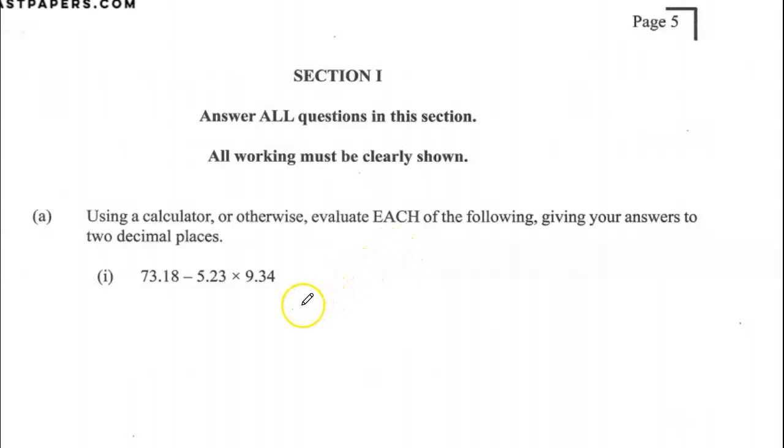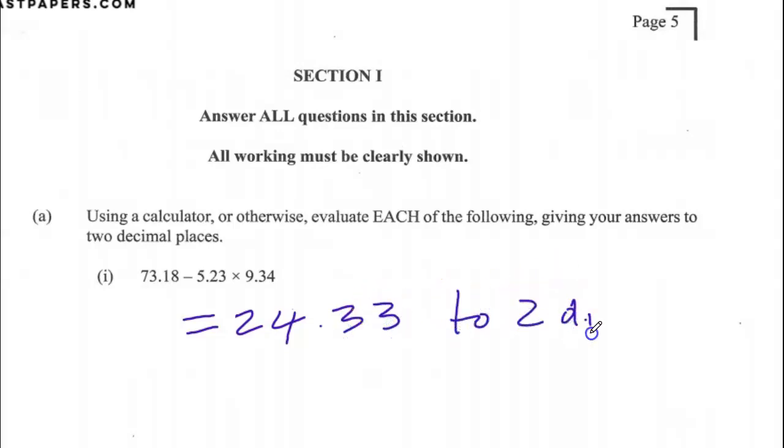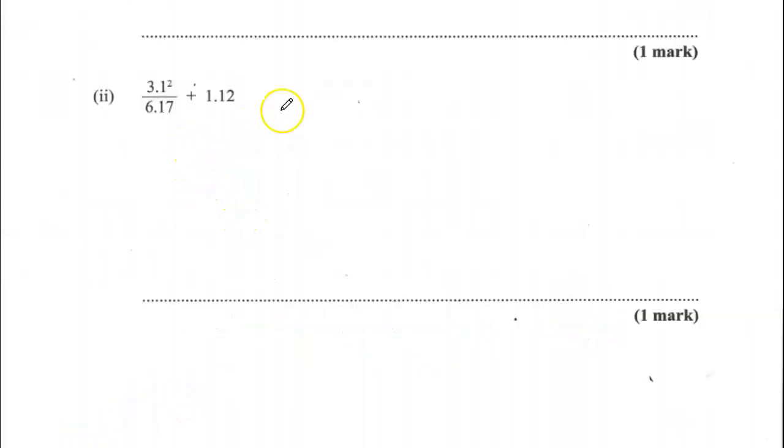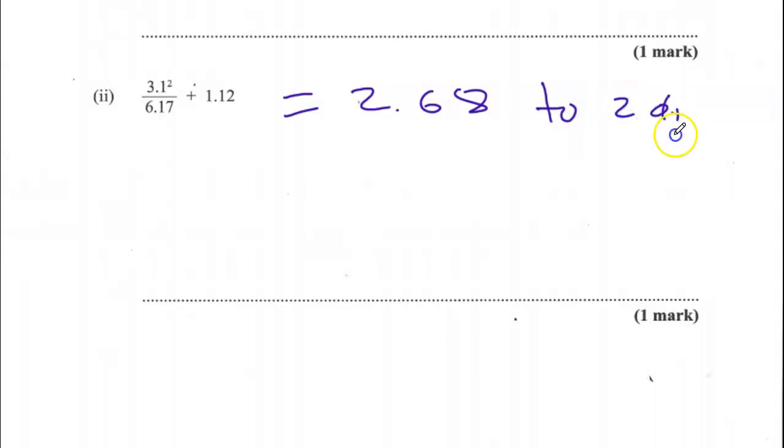Using a calculator or otherwise, evaluate each of the following. So of course, question 1, you can plug these values as they are straight into your calculator, and we should end up with 24.33 to 2 decimal places. So part 2 again, this is equal to 2.68 to 2 decimal places, and of course we are told we can use our calculator.